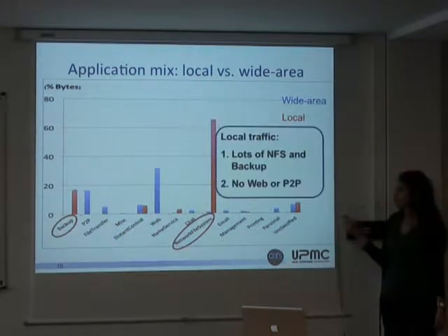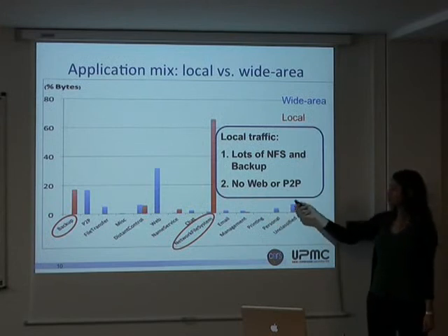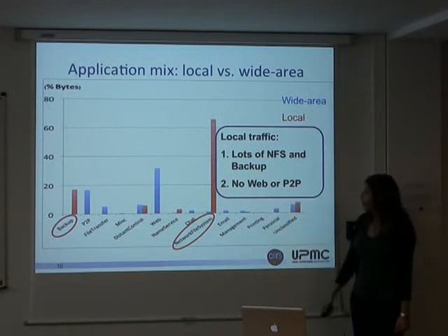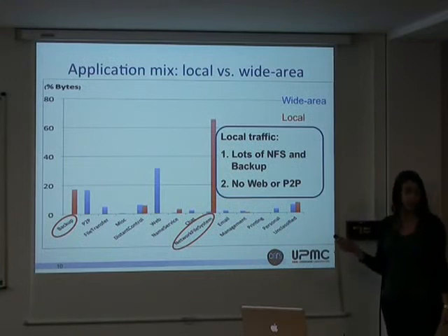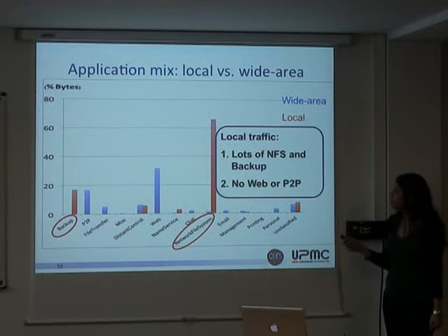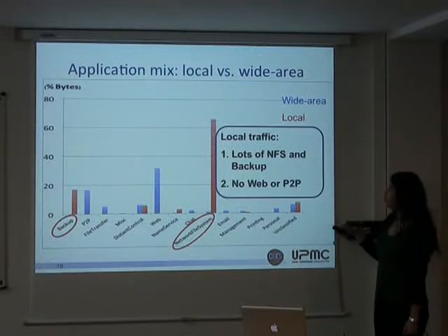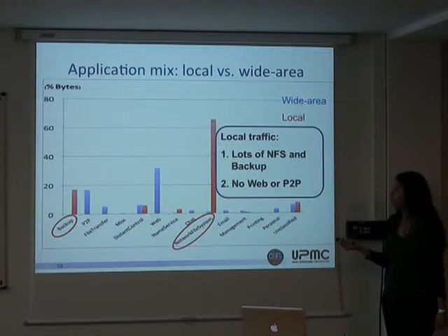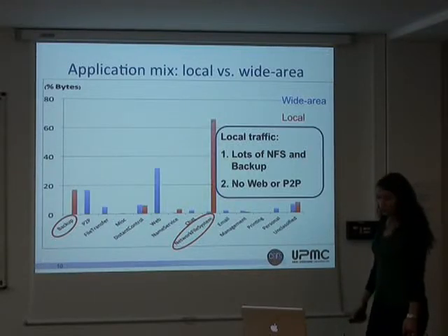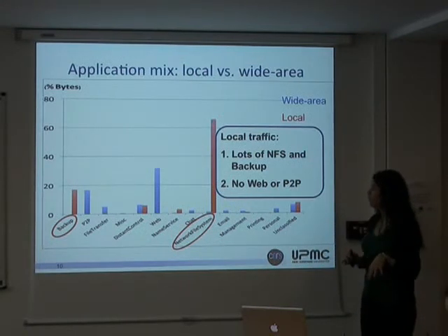When we look at the local traffic, it is significantly different. So we can almost see no category where the red bars and the blue bars are equal. And we see in the local traffic that the network file system and the backup are the most dominating applications, and they don't appear in the wide area. And on the contrary, the web and the peer-to-peer are present in the wide area and don't appear in the local traffic.